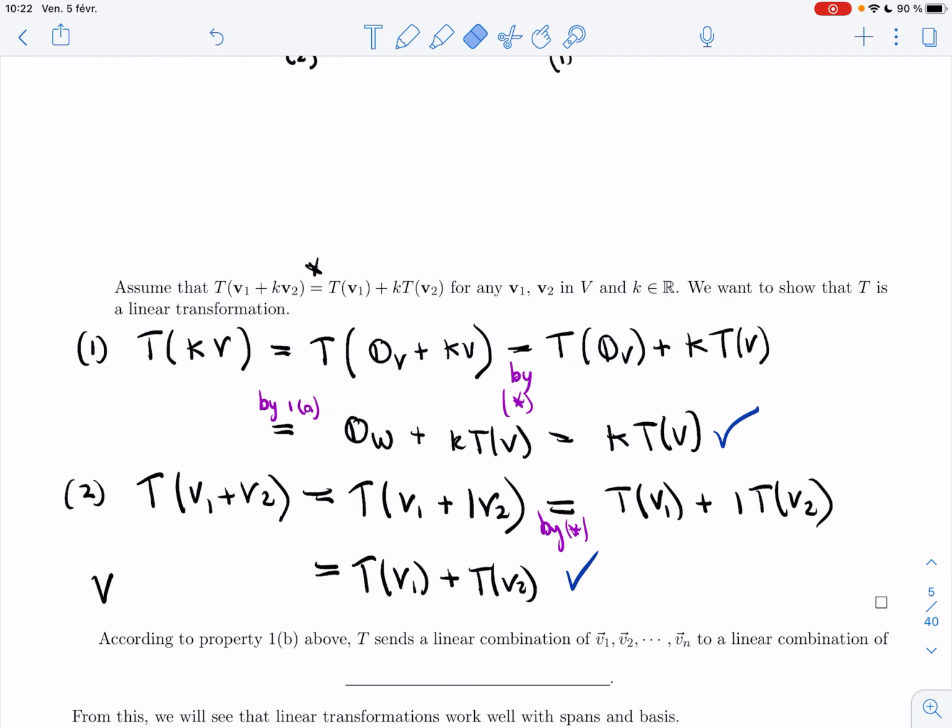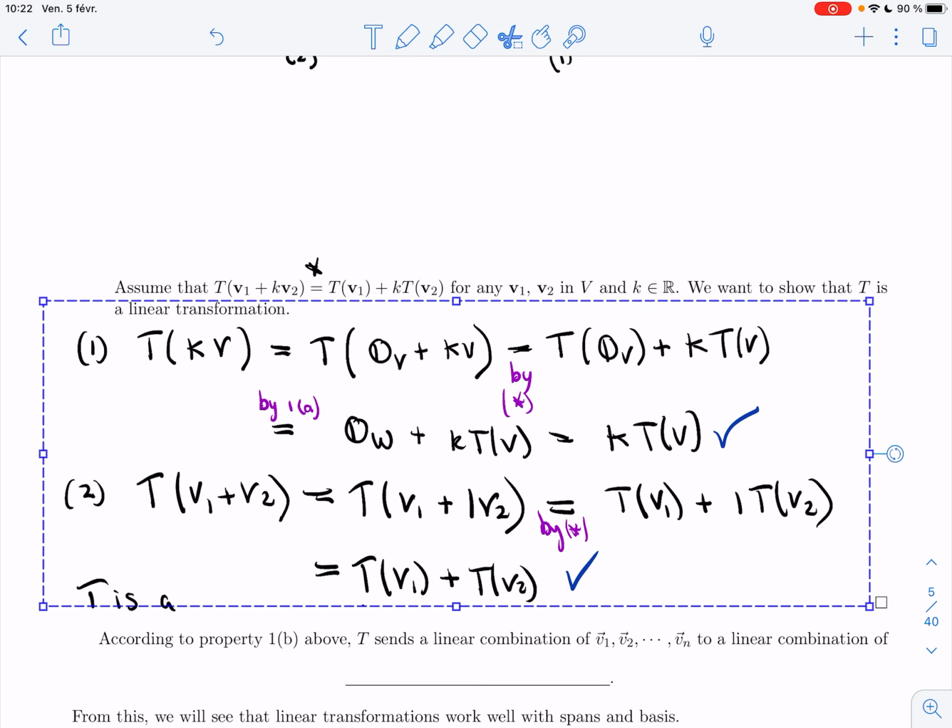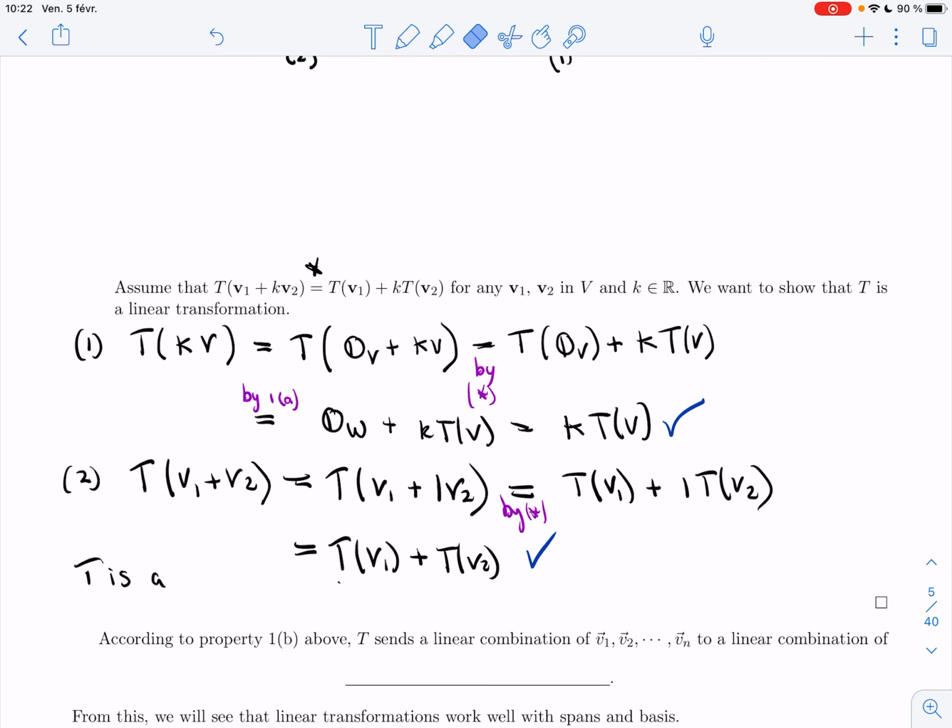And so we do get the two things we want, and so T, sorry, oh, what am I saying? I just read the line after. All right, so that's not what I want. What I want is T is linear.